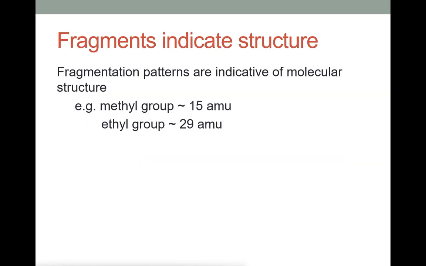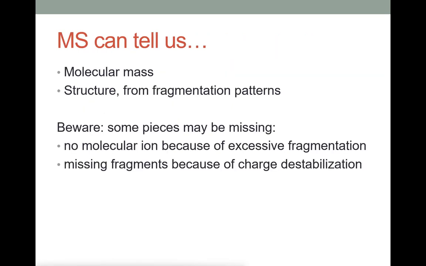So our fragmentation pattern is important. In the example we just saw, we had 2 groups here. These are very common groups in organic chemistry. If you see a peak around 15, it's most likely a methyl group that broke off. You can think about a methyl being either at the end of a chain or as a branch. 29, typically an ethyl group breaking off. And so we can use this information to tell us both the molecular mass of the whole molecule and the structure to some extent based on the fragmentation pattern.